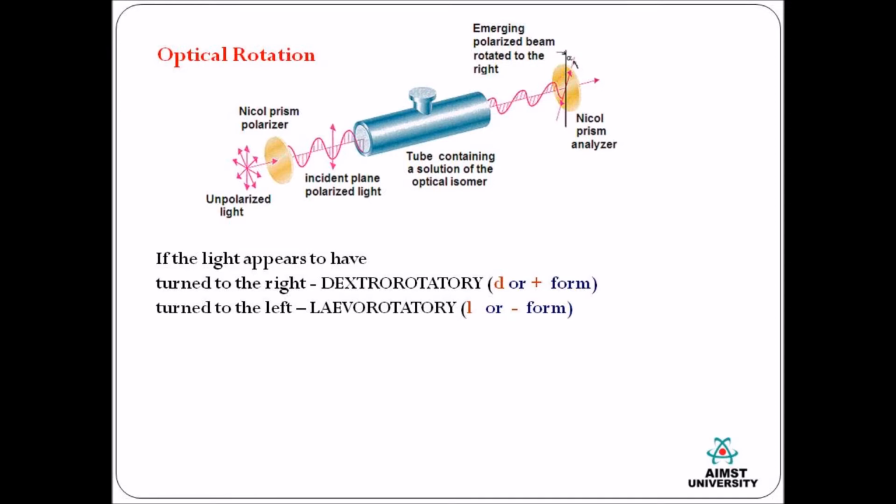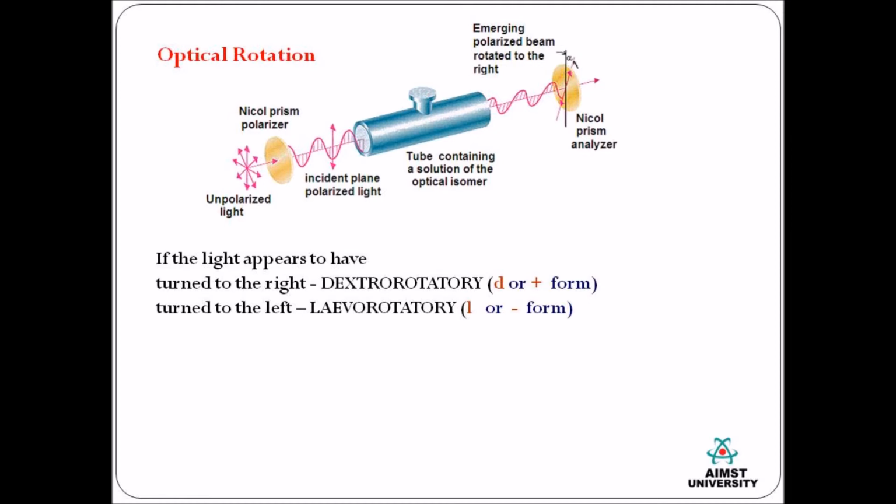The direction of rotation is measured coming towards the observer. If the light appears to have turned towards the right side, it is dextrorotatory. And if the light turned towards the left side, it is levorotatory. Dextrorotatory is denoted by D and levorotatory by L. Dextrorotatory is also denoted as the plus form and levo as the minus form.